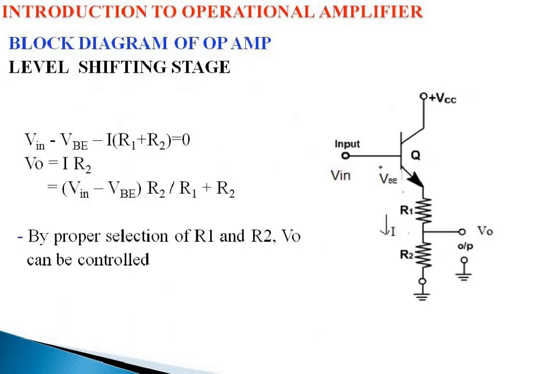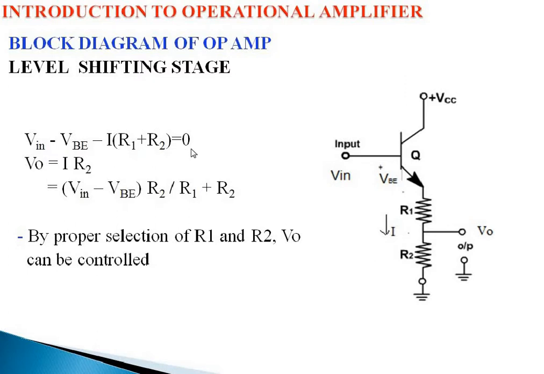This is a circuit for level shifting stage. So see here, first write the equation for this loop. We can see how the level is shifted, whether the DC components are removed or not. Write the equation for this loop, that is from input through VBE, R1, R2 to ground. So here we can see plus, minus, plus, minus. That is how it comes. So apply Kirchhoff's voltage law and write the equation. You will get: Vin minus VBE minus I into (R1 plus R2) equals 0.